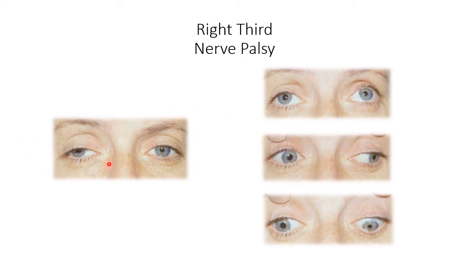Here the eye is down and out, and the eyelid is ptotic. The eye doesn't elevate properly, it doesn't adduct properly, and it doesn't depress properly as well. So the ptosis is caused by a problem of the levator palpebrae superioris muscle. This problem here is caused by superior rectus as well as inferior oblique palsy, and this is a problem due to medial rectus palsy, and this is a problem due to the inferior rectus muscle that is non-functioning.